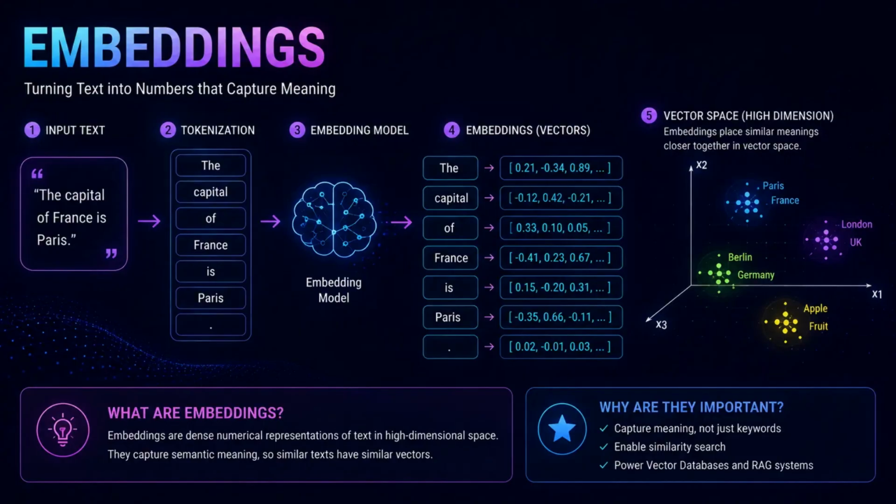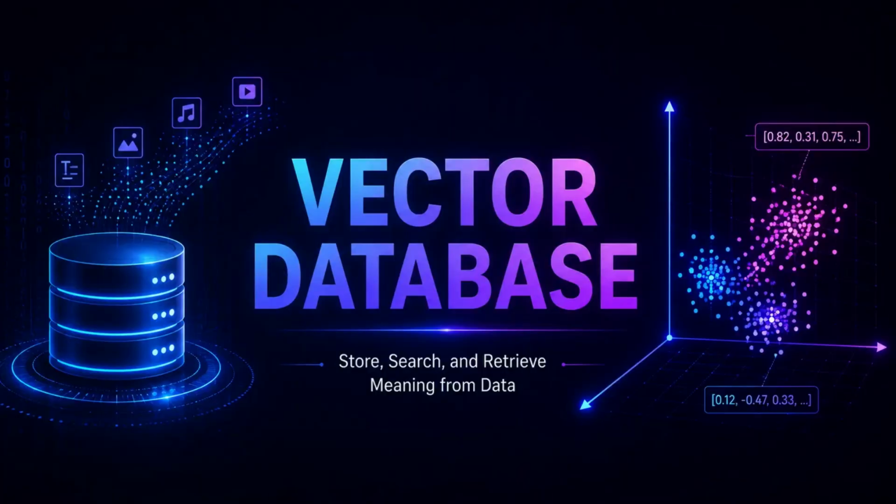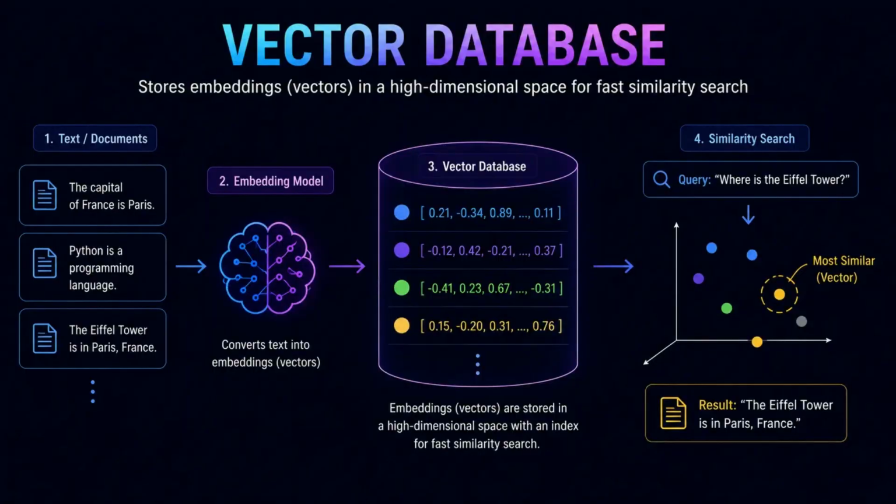Now imagine you have millions of embeddings, and where do you save or store them? That's where a vector database comes in. Vector databases are specialized databases which store embeddings or vectors. Think of it as a super smart library. In a traditional database, we often search with an exact word or exact number. But in a vector database, you can do a similarity search.